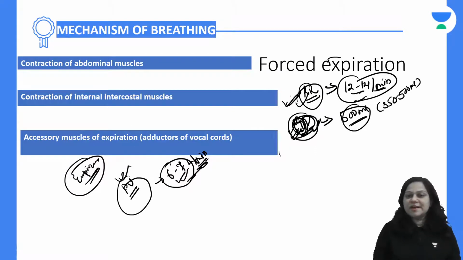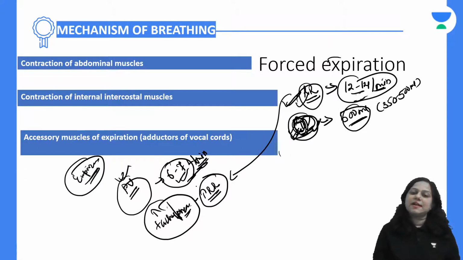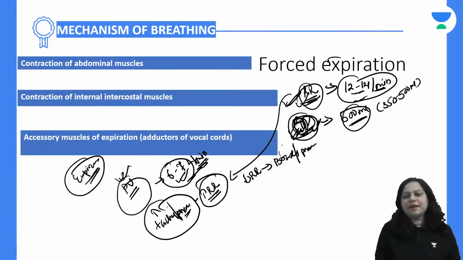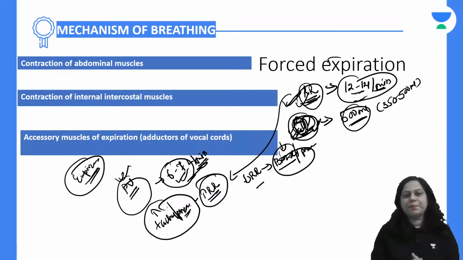Whenever the respiratory rate increases, it is termed tachypnea. Understand the word carefully. Tachy means more, pnea stands for respiration. So tachypnea means increase in the respiratory rate. Whenever the respiratory rate decreases, it is termed bradypnea. Brady stands for less, pnea means respiration. So decrease in the respiratory rate is termed bradypnea. So this is all about mechanism of breathing.